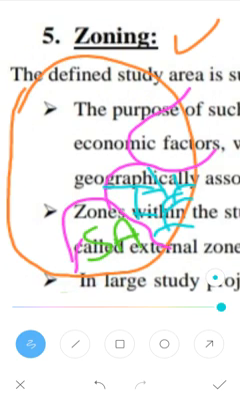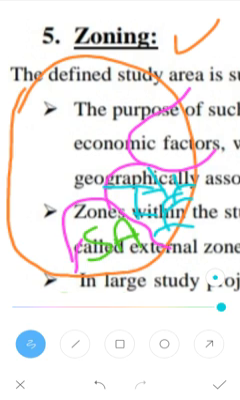So what is the purpose of this subdivision? Why is it required? Why do we have to divide the study areas into zones or traffic zones? What is the need? Let me see one by one.